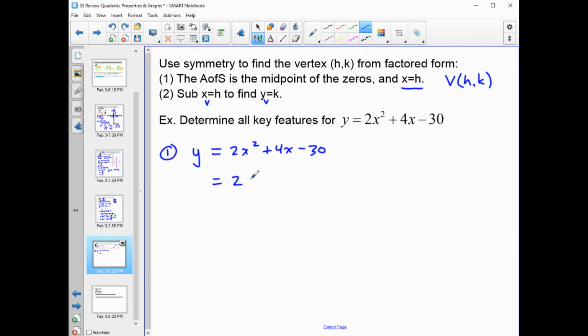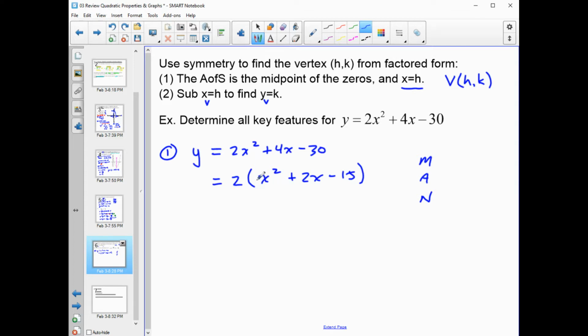So I'm going to start with that by factoring out the 2. And I end up with x squared plus 2x minus 15. This is a simple trinomial in the bracket, but I'm going to go ahead and write it out anyway. If you're able to do this off the top of your head, that's great.